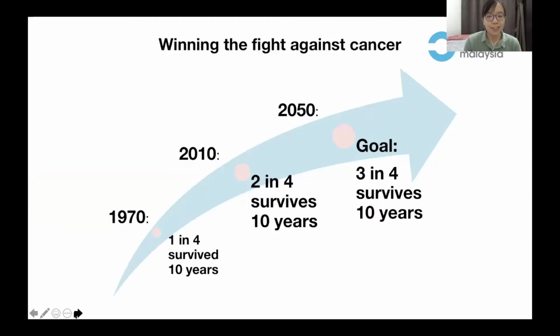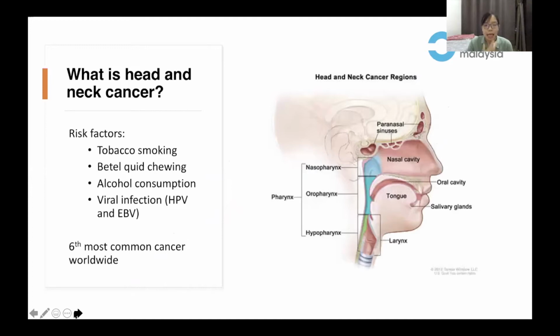It's undoubted that cancer research has helped improve cancer survivorship exponentially. From 1970, we see 1 in 4 patients survive for 10 years, and the trend is that by 2050, we want to achieve 3 in 4 patients surviving for 10 years. But the fact is that this trend doesn't apply to all cancers, especially cancers that are neglected or don't get a lot of research done. One example is head and neck cancers.